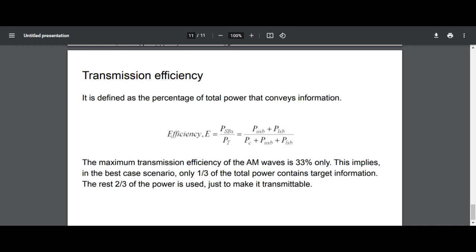The next parameter is transmission efficiency. We want to transmit the message signal, but to do so we need the carrier signal also. The transmission efficiency is defined as the ratio of the power of the message signal to the total power. The mathematical formula of efficiency is given here. What is the power in the message signal and what is the total power? That is the sum of the message signal power plus the carrier signal power. The maximum transmission efficiency of an AM wave is 33% only. This implies that in the best case scenario only one third of the total power contains target information and the remaining two thirds of the power is just to make it transmittable.